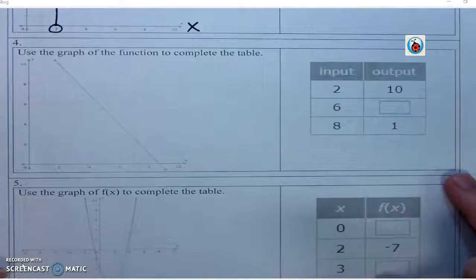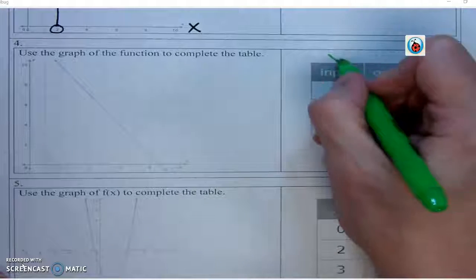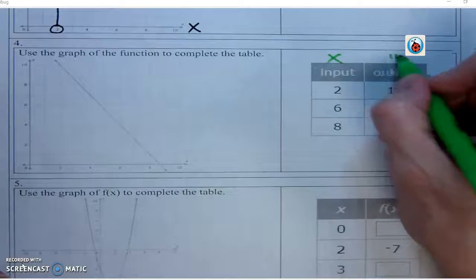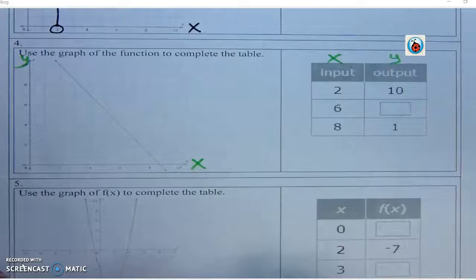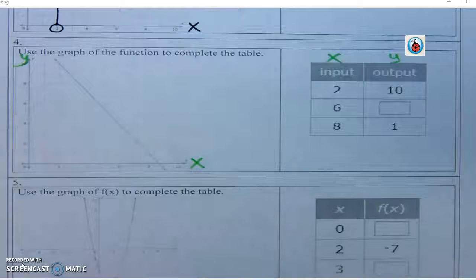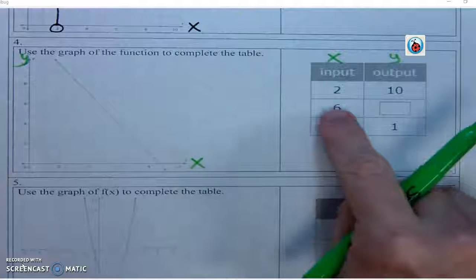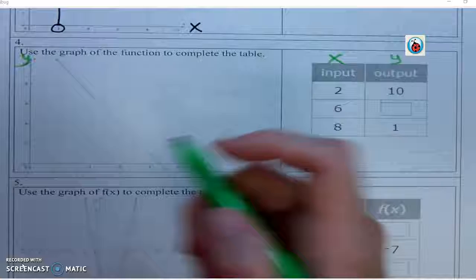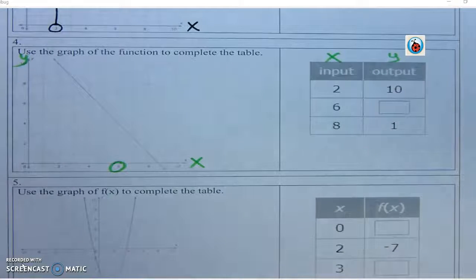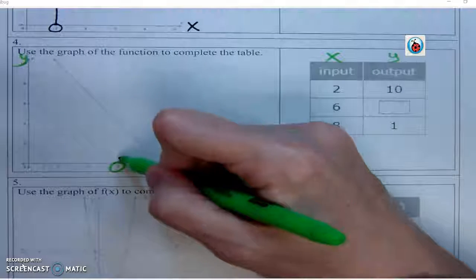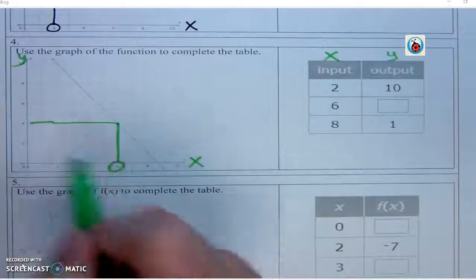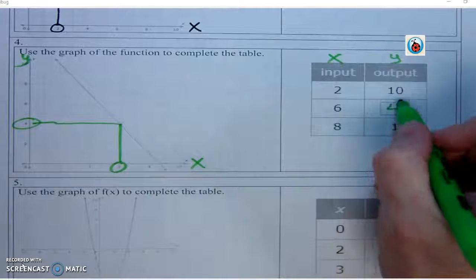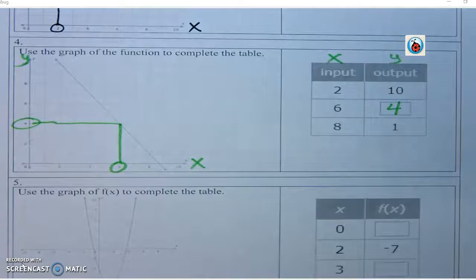Number 4. X-axis, y-axis. I'm hoping you've got those memorized by this point. We need an x value of 6. Found it. Its corresponding y value is 4. Are you ready to master this lesson? I sure hope so. One more problem.